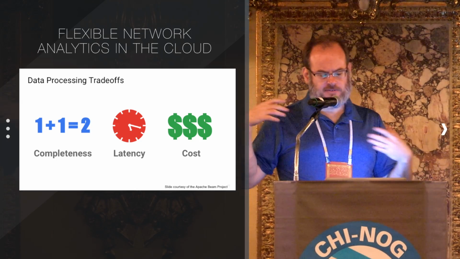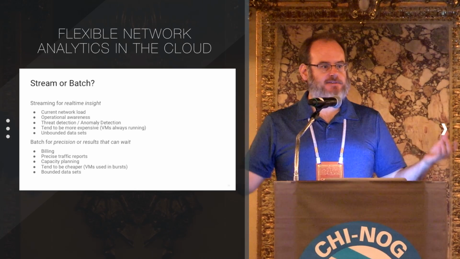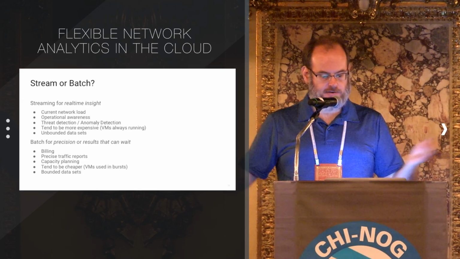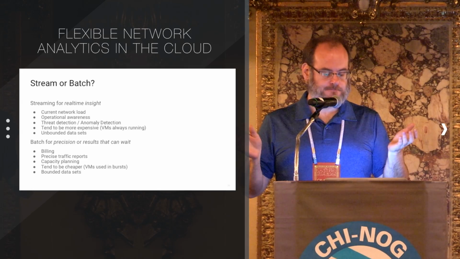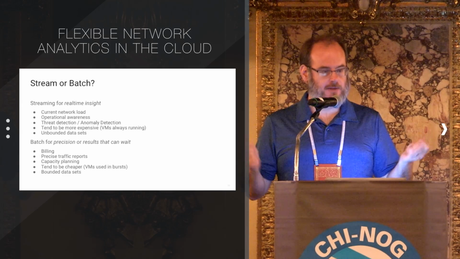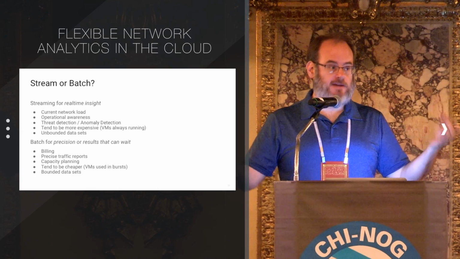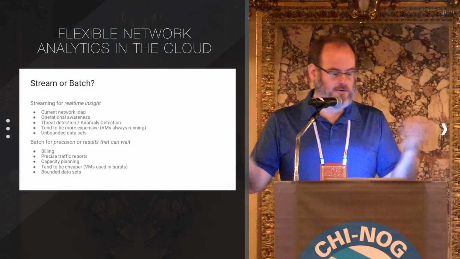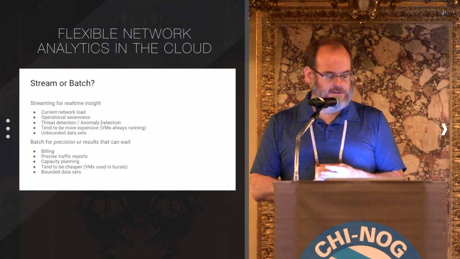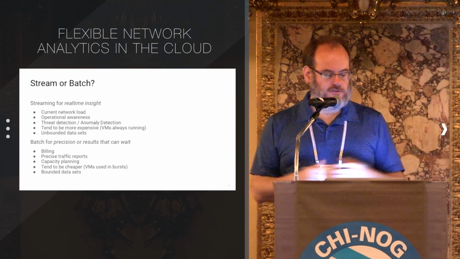So I've talked about stream and batch. Let me just give a few examples of when you might use stream versus batch. So streaming is for real-time insights, things that you need to know pretty quickly. Current network load, operational awareness, threat detection, anomaly detection. This tends to be a little more expensive. It seems to me that the main cost driver in the cloud is how much CPU time you use, not so much how much storage you use. So with streaming, you've got VMs running all of the time, which means you're spending money all of the time. Data at rest, you're not spending any money for that. Beam tends to think of these as unbounded data sets. There's a little bit of subtlety in that, and I'm not going to go into that, but it tends to think of streaming as unbounded data sets.